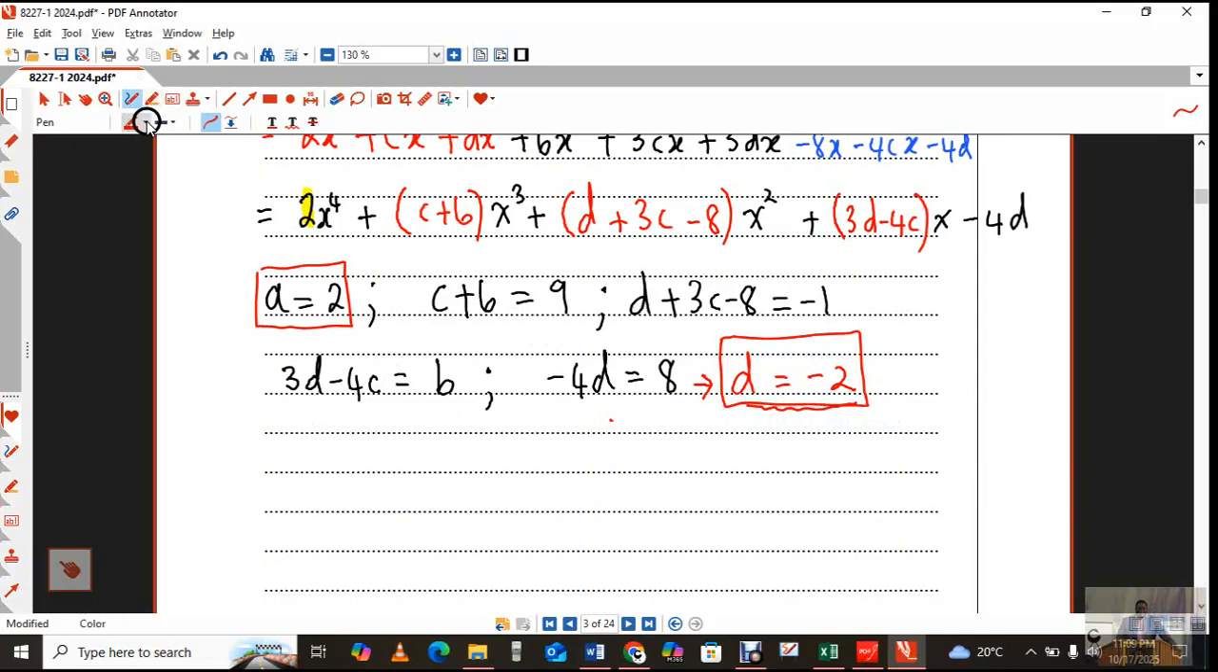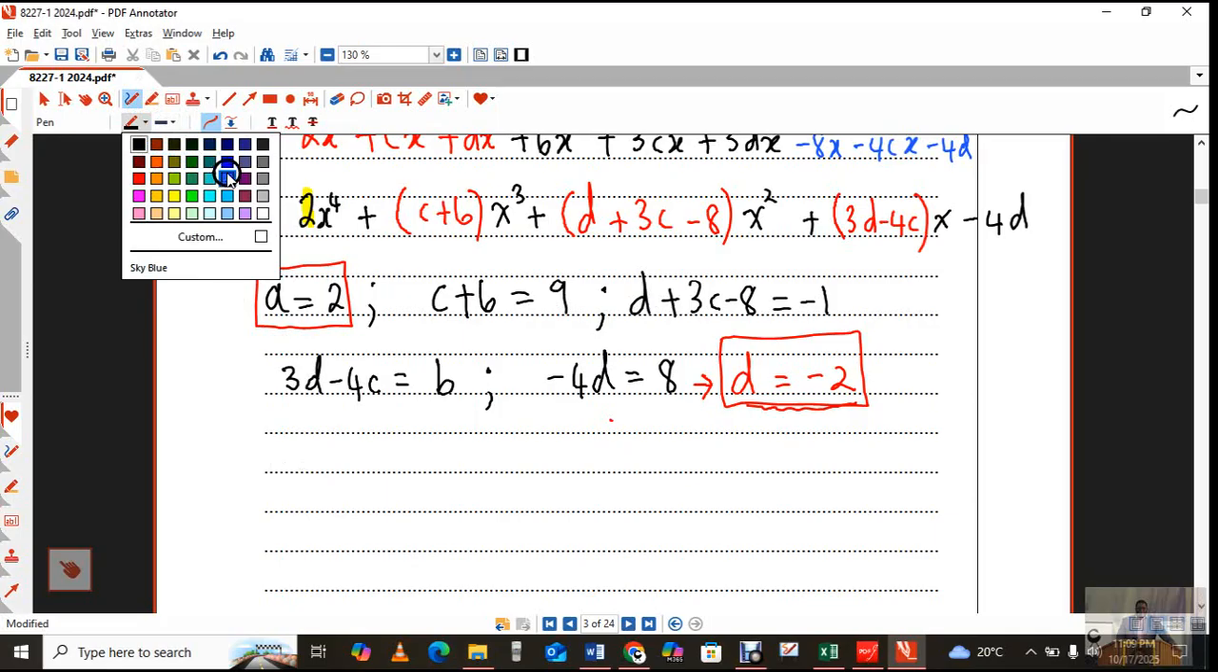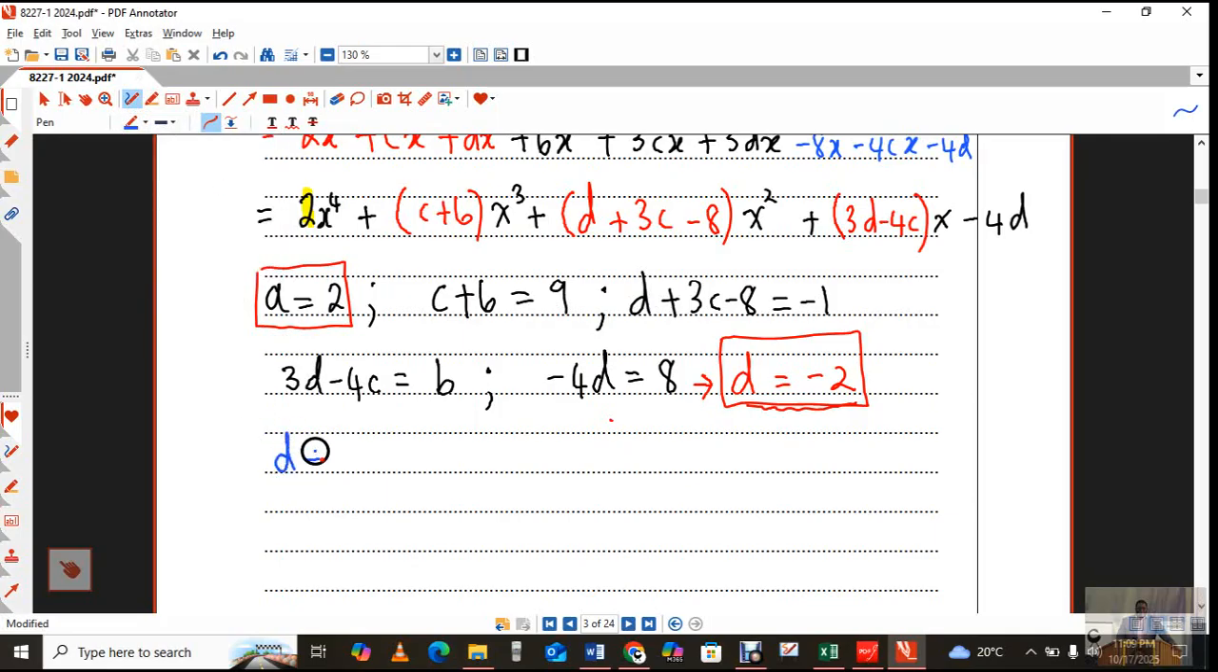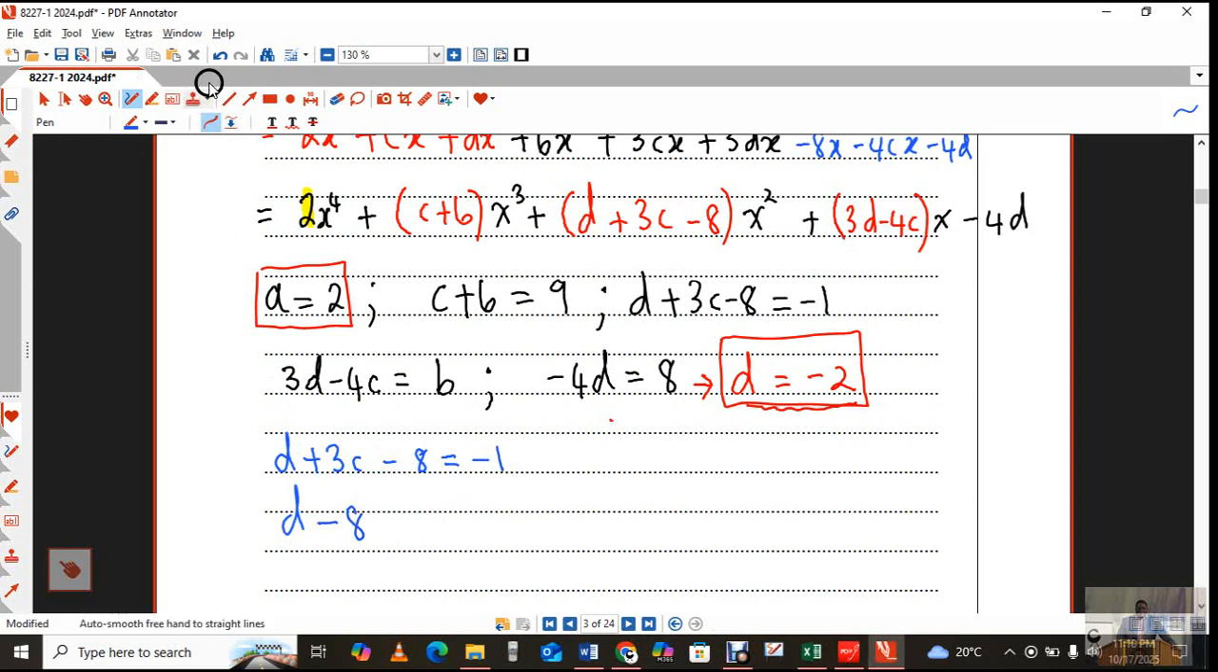So I'm just going to write that equation. That equation is, just write it in blue, d plus 3c minus 8 is equal to negative 1. In fact, let us just take away that. It's d plus 3c is equal to negative 1 plus 8. That is the same as 8 minus 1. That is going to give you 7.